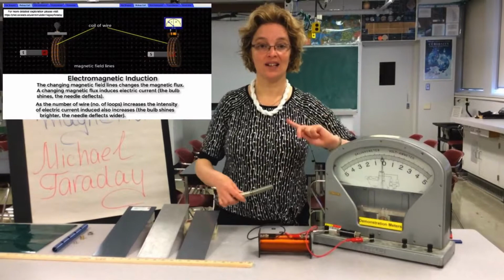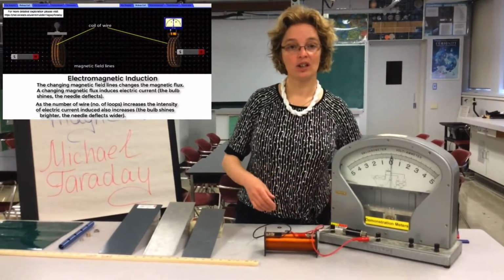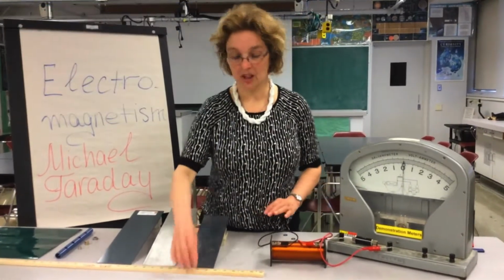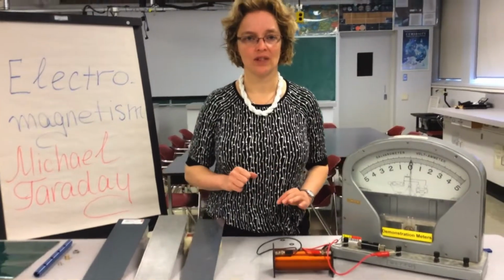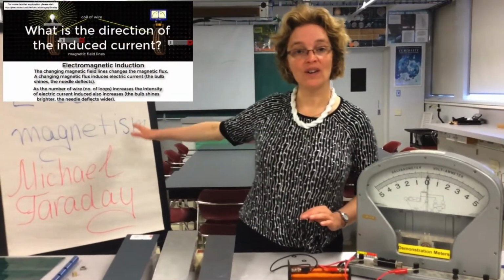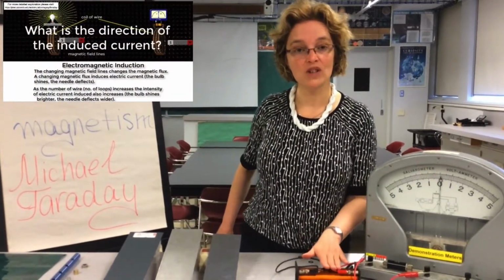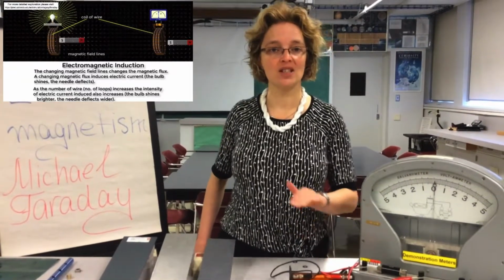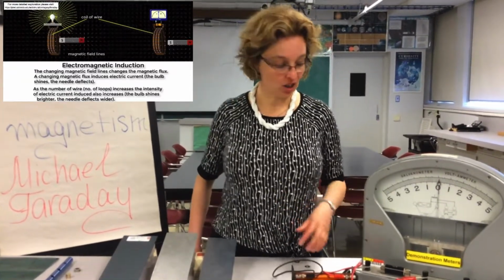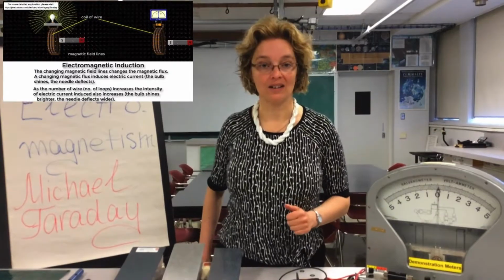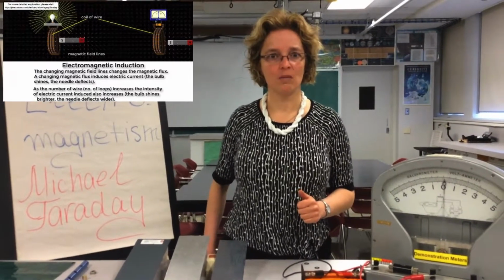I hope you see that the needle is moving. Electric current is generated in the coil, and you can ask, but what is the direction of this current? And according to Faraday's law, the direction is always to oppose the change that is caused by the motion of the magnet. Now, let's think, what does it mean?